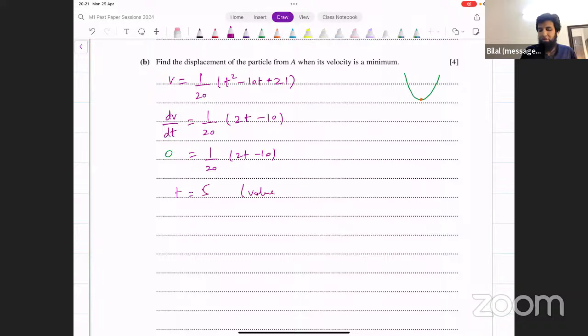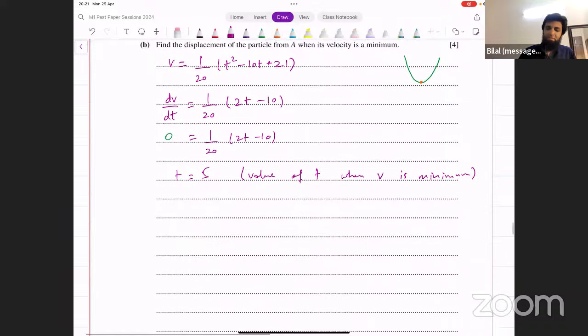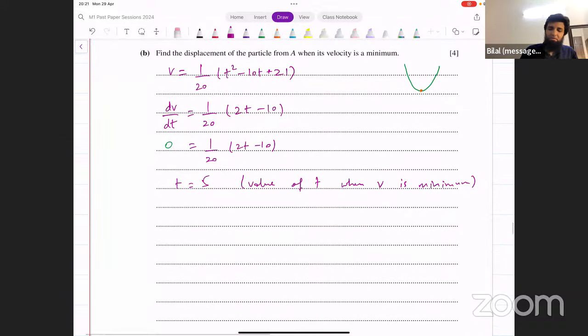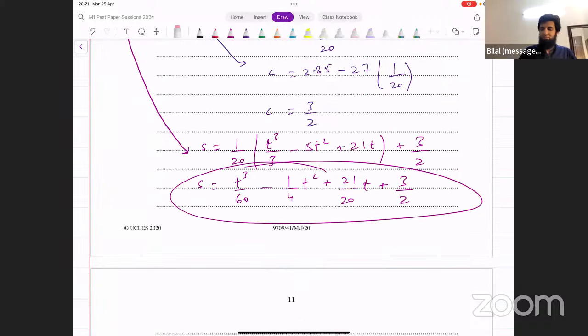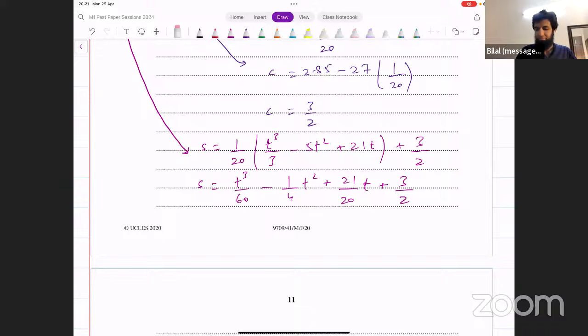This is the value of t when v would be minimum. So we found the value of t when v is minimum. Now that we've got this value, we can input it in the displacement function. This is the displacement function, right? And that will give us the displacement at that point.